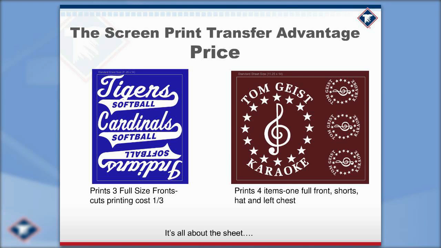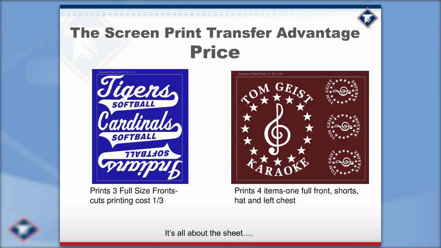But you just saved a lot of money because you've got three different teams on that one piece of paper: the Tigers, the Cardinals, and the Indians. So if you were to purchase 20 sheets of that order, you're getting 20 Tigers, 20 Cardinals, 20 Indians. Saves you a whole bunch of money over screen printing.